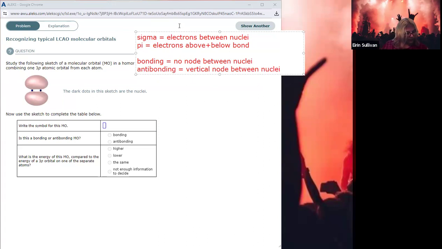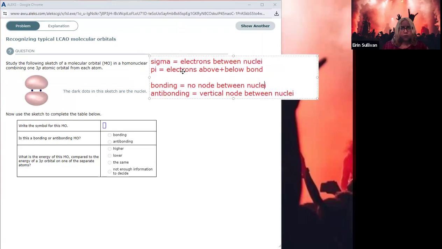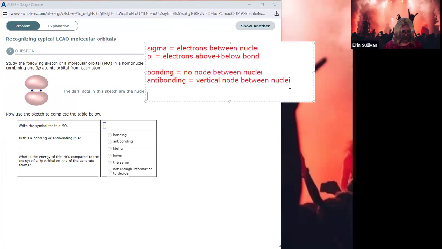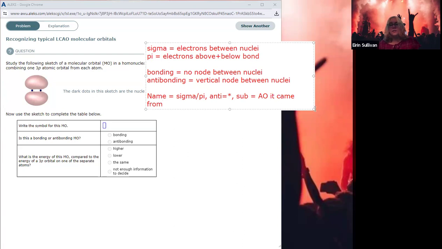To name any molecular orbital, the name is going to be whether it is sigma or pi. That comes first, and then if it is anti-bonding, you get an asterisk. Then your subscript is going to be the name of the atomic orbital it came from. And that is our system for naming molecular orbitals.